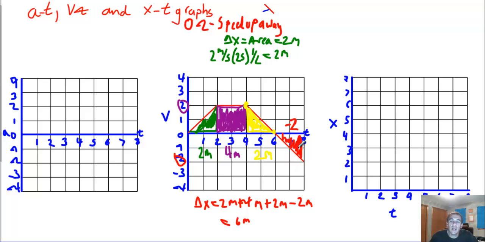Now, can I do anything with that? Well, I can't make a position time graph just from that information because I don't know where it started, but I can make a position time graph if I know a starting point.